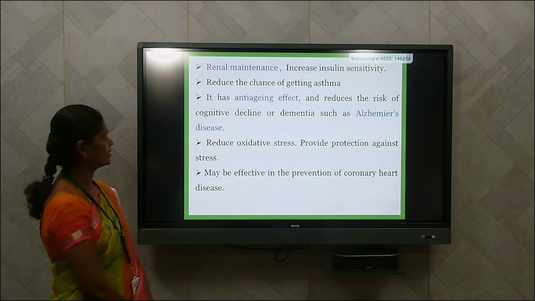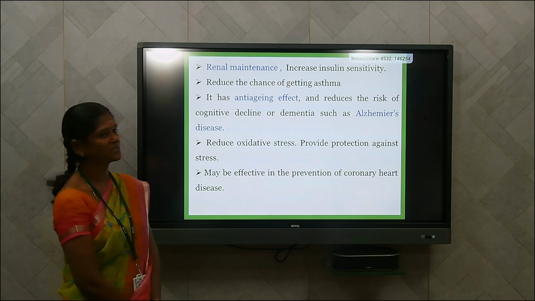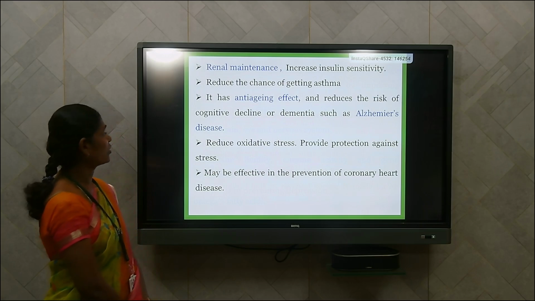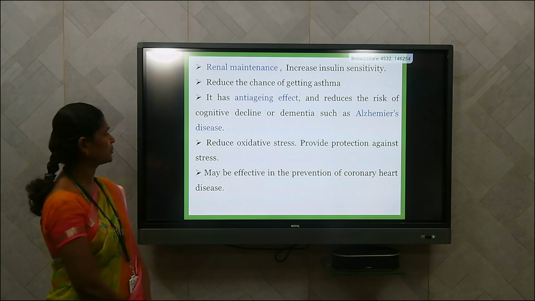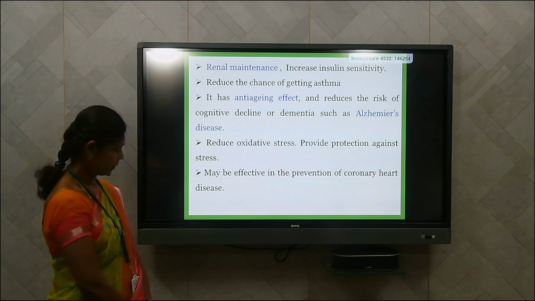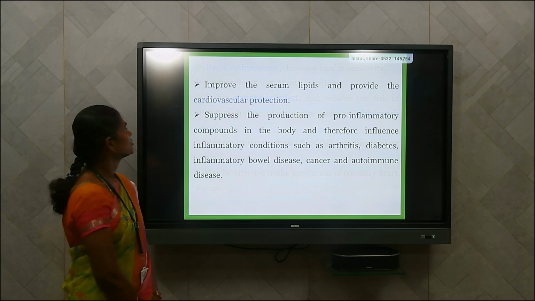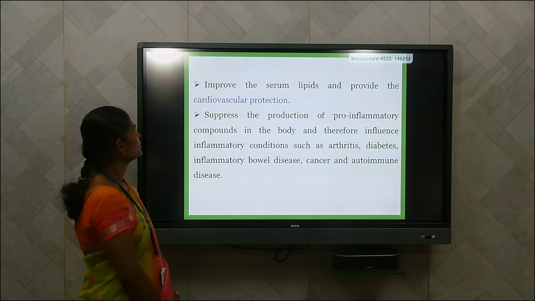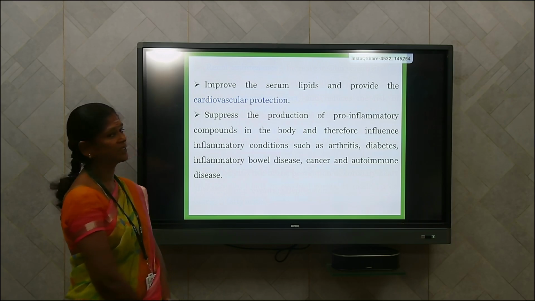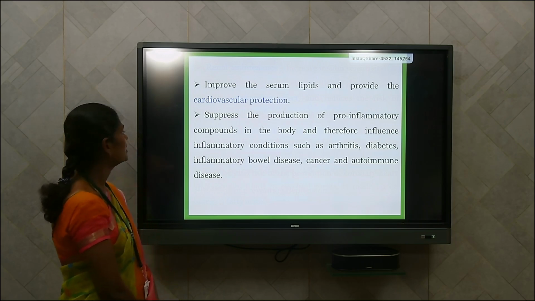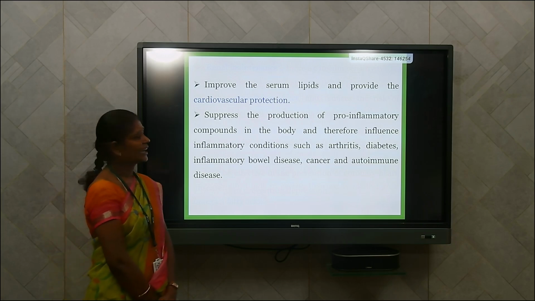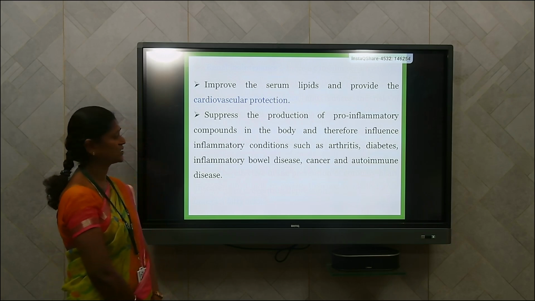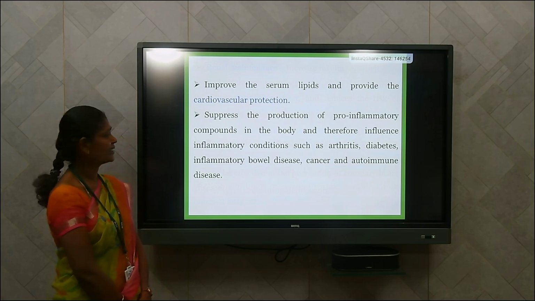Due to dementia, such as Alzheimer's disease, it also reduces oxidative stress, provides protection against stress, and is effective in the prevention of coronary heart disease. Omega-3 fatty acid also improves serum lipids and provides cardiovascular protection. It suppresses the production of pro-inflammatory compounds in the body, and therefore it influences inflammatory conditions such as arthritis, diabetes, inflammatory bowel disease, cancer, and autoimmune disease.